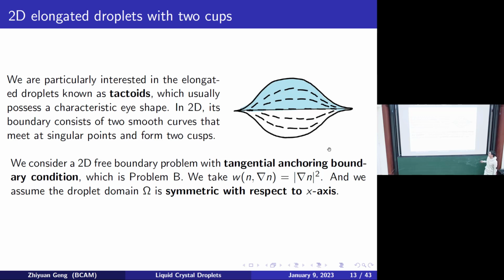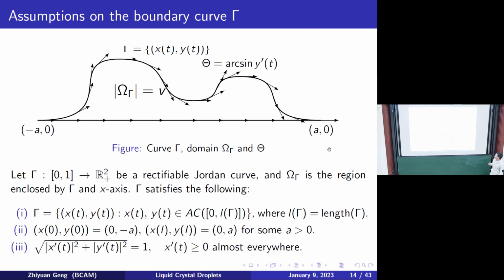Then I will show you the assumptions on our boundary curve. So now we have a boundary curve which is given by gamma. Gamma is parameterized by x(t), y(t). This is our curve gamma, and we say the domain is enclosed by this gamma and the x-axis. So this is our half of the droplet. We assume that gamma is a rectifiable Jordan curve, and we parameterize it by the arc length. So here we assume that x'(t) squared plus y'(t) squared equals 1 almost everywhere. Therefore t goes from 0 to the total length of this curve.